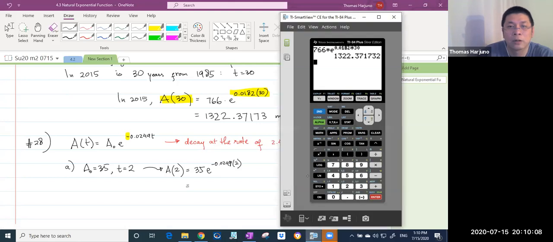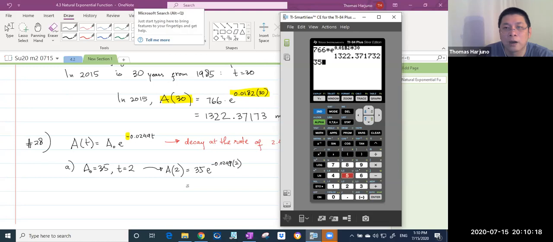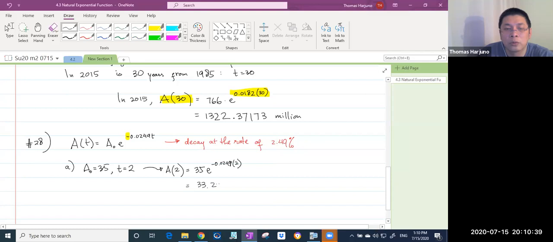Use my calculator. So there will be 35 times e to the negative 0.0249 times 2. That's 33.29969.